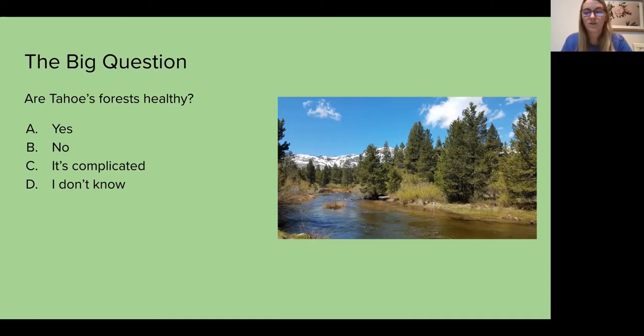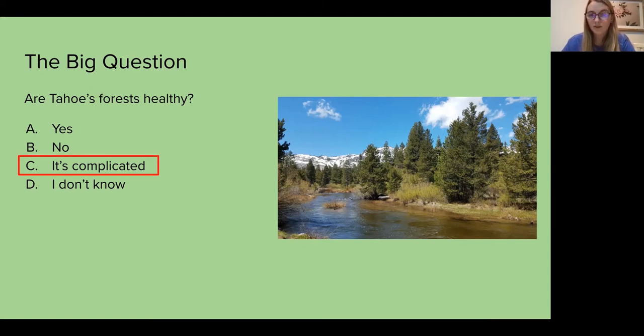Okay, so if that wasn't enough time and you still want to think about it, pause the video until you're ready. So the answer to are Tahoe's forests healthy is it is complicated. There are a lot of factors to consider, like we talked about, and in order to collect data and really determine if Tahoe's forests are healthy, you need to do multiple different surveys around the lake. So hopefully this video has inspired you to go out and do your own surveys in a few different areas and see how they compare.